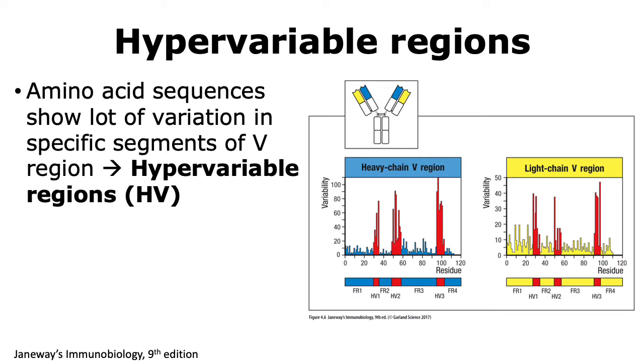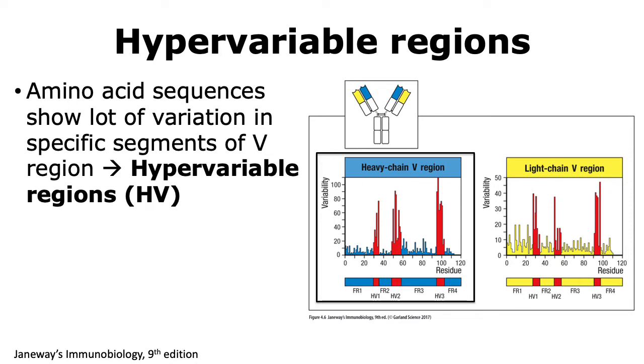When we look at the amino acid sequences in the V region of the immunoglobulin, so this is the amino terminal region of the heavy chain as well as light chain, and is shown in blue and red colors in the figure, there is a lot of variation in specific parts of this V region. And that's what's shown in this figure.